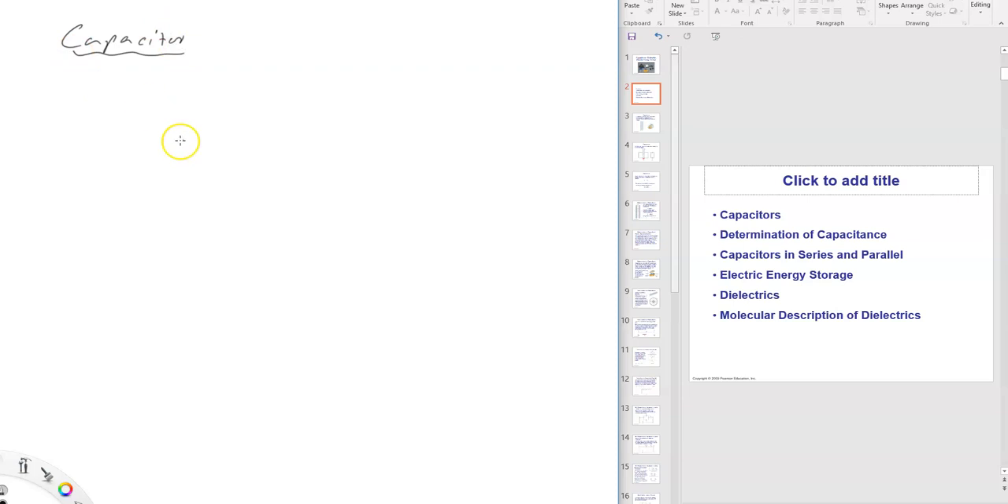Very simple device. The basic construction is two metal plates with some gap in between. So it's like the electric field setup we had. So metal plates, two parallel plates. Now this is a parallel plate capacitor I'm talking about, right?